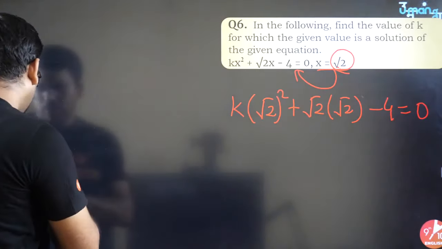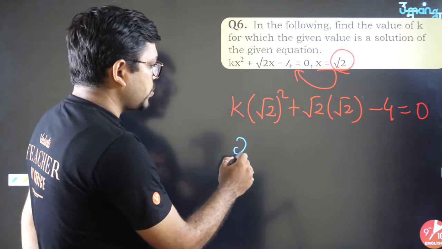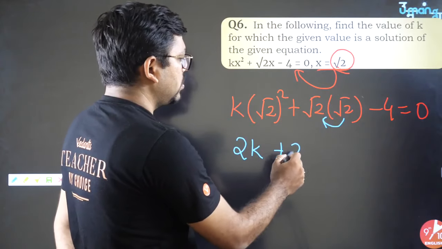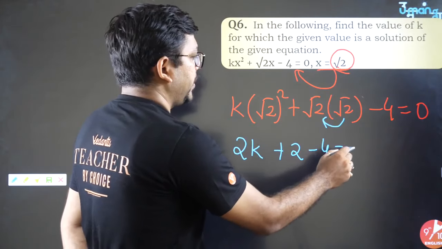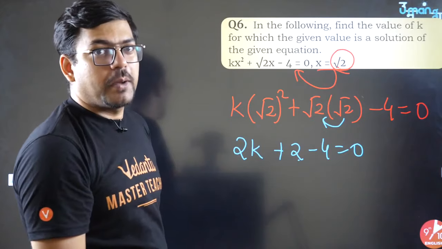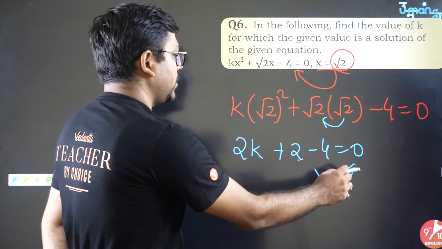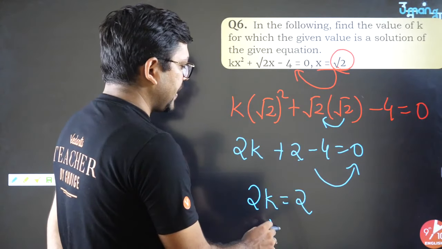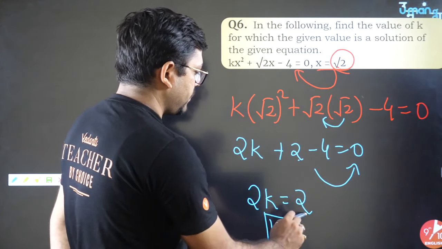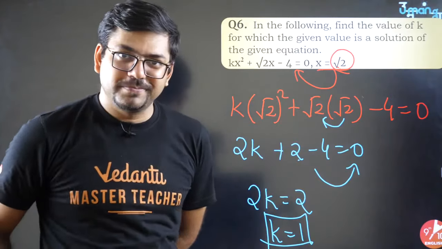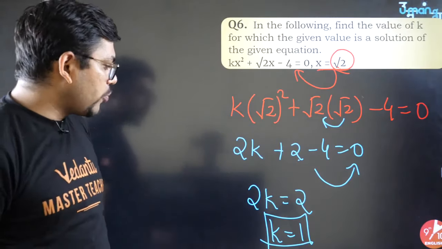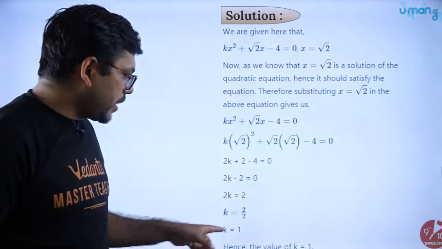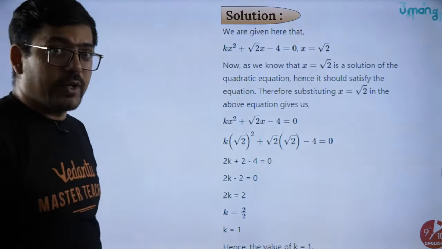So solve it. Here what you'll get, root 2 square, that is 2, you'll get 2k. Root 2 into root 2, you'll get 2. And then minus 4 equals 0. 2 minus 4 is what? Minus 2. Minus 2 will go to this side. So you have got 2k equals 2. So 2 and 2 will get cancelled and hence k is equal to 1. If you all have got this, that's easy. Let's check the answer as well. K equals 1. Hence the value of k is equal to 1.